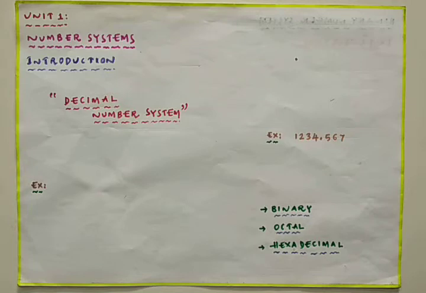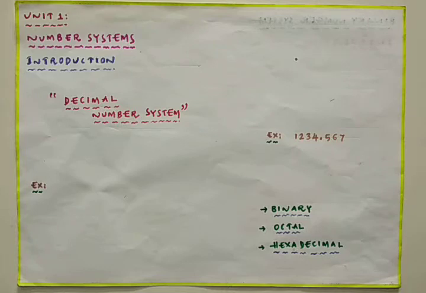Then the base of this number system we can call 10. That means the total number of unique symbols available in any number system is equal to the base, or radix, of that number system. So there is no single symbol for the base, 10.